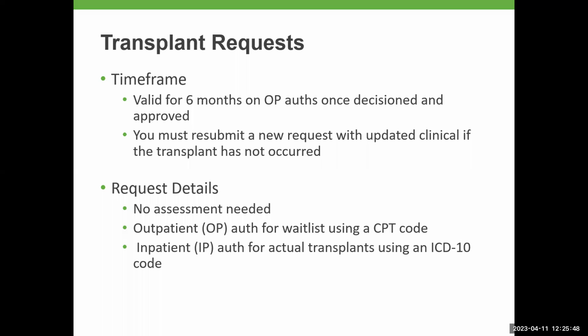For a transplant request, those are valid for 6 months once they've been decisioned and approved. If the transplant has not happened in that 6 months, you do need to submit a new request with updated clinical for review. We don't do any kind of assessment for the transplant request in our system. Typically, you'll submit an outpatient authorization request so that once your CPT code is approved, they can go on the wait list for the transplant. Once the person moves to an inpatient status for the actual transplant, you will need to supply us with the ICD-10 code for your billing purposes.